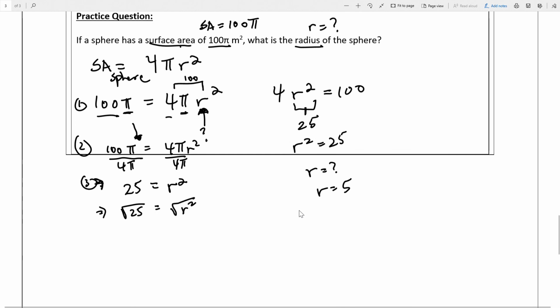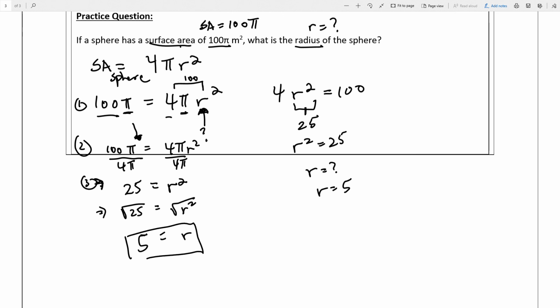If you square root a square, you just get its base, which is r, and the square root of 25 is 5. So we get the answer that r is equal to 5. So what is the radius of the sphere? The radius of the sphere is 5 meters.